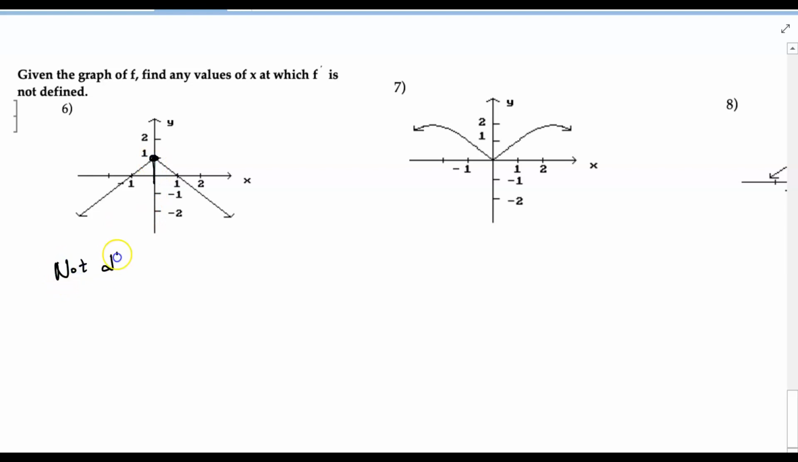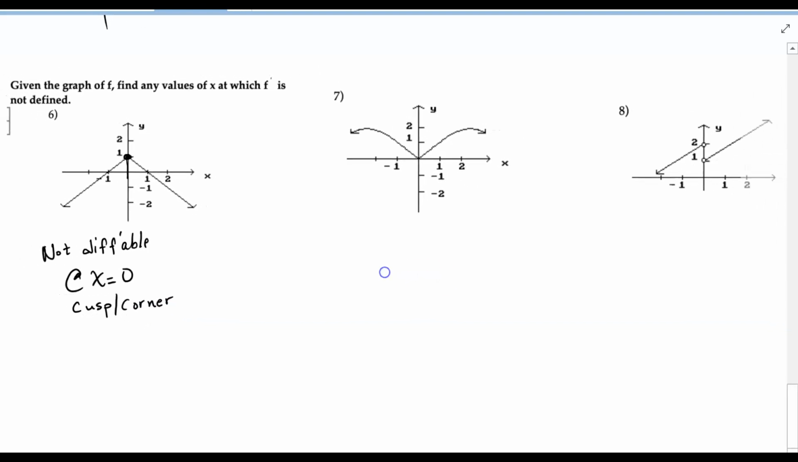So we'll say not differentiable at x equals 0. Why? A cusp. I think this is more of a corner, but we'll put both, cusp or corner. Doesn't matter. I think number 7 is clearly a cusp at 0 right there. So this is actually the same answer. Not differentiable at x equals 0. Why? A cusp or corner. Okay.